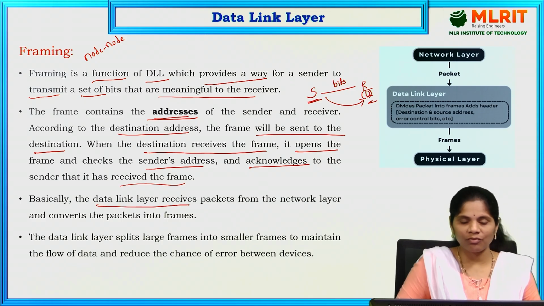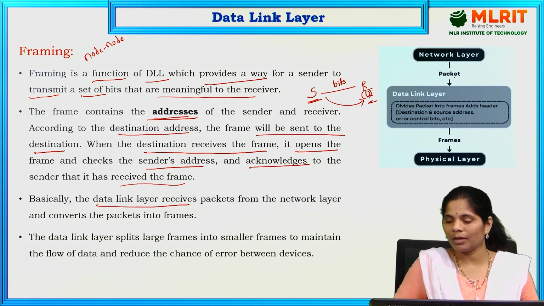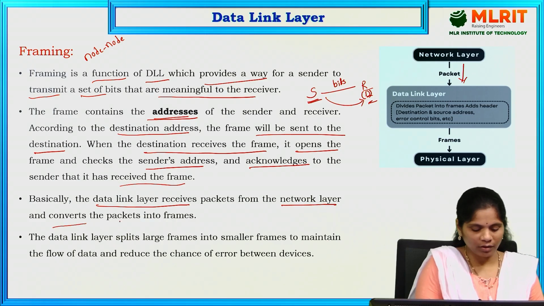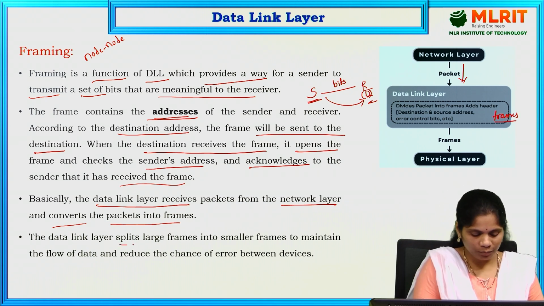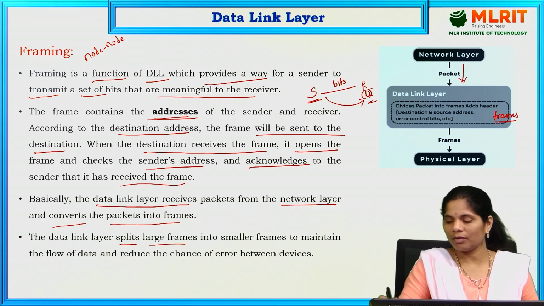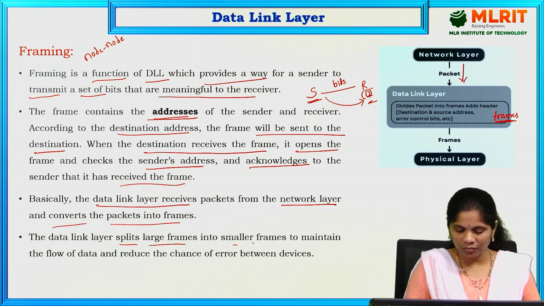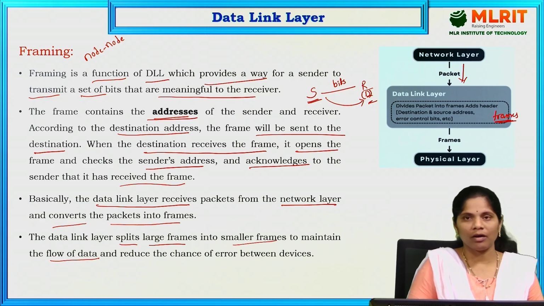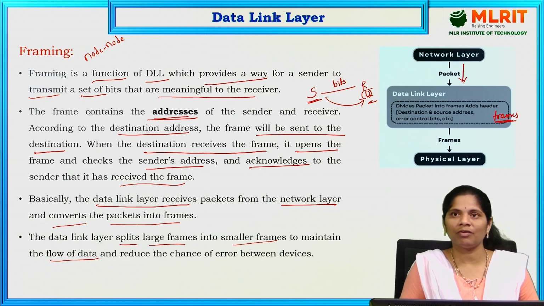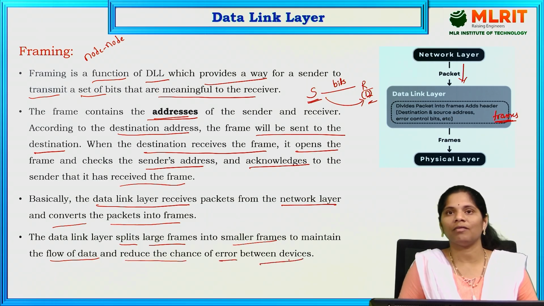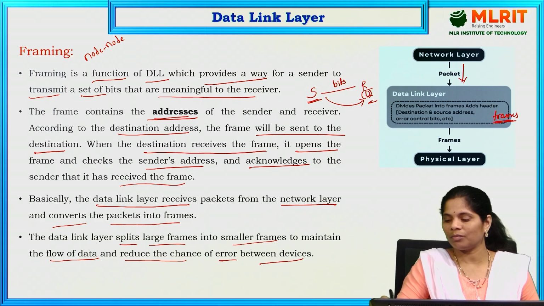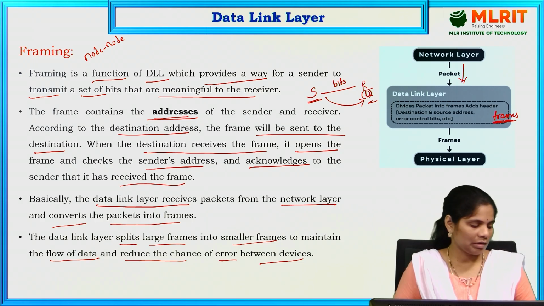First, the data link layer receives the packets. Whatever packets come from the network layer are received by the data link layer and converted into frames. The data link layer splits these large frames into small frames. Why are they divided into different frames? To control the flow of the data and reduce the chance of error between the devices. For that, we divide the frames into different small frames. That is about framing.